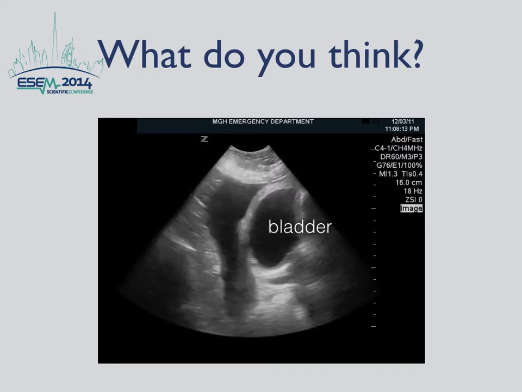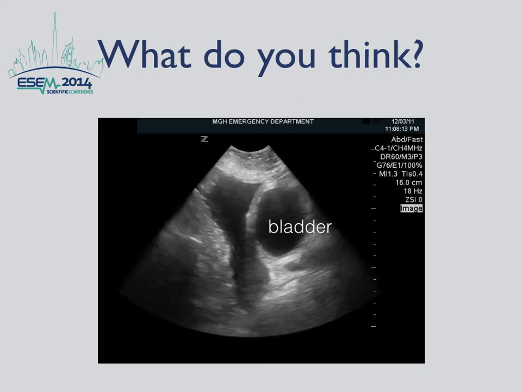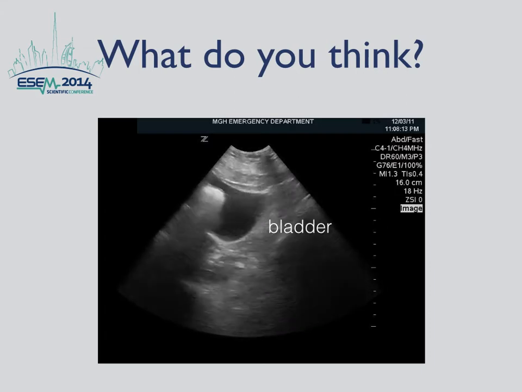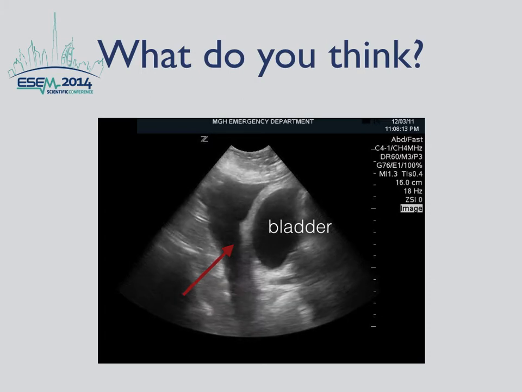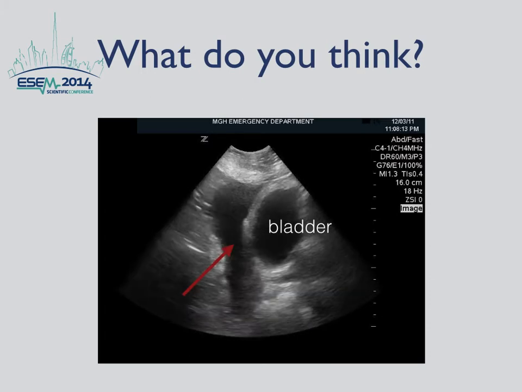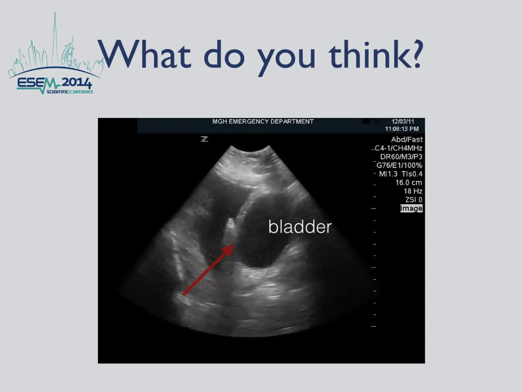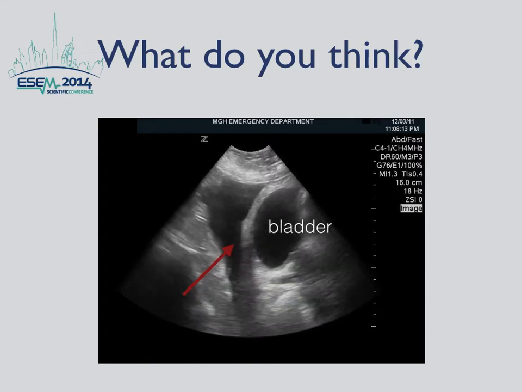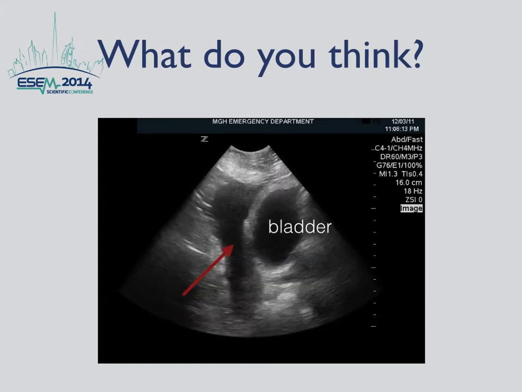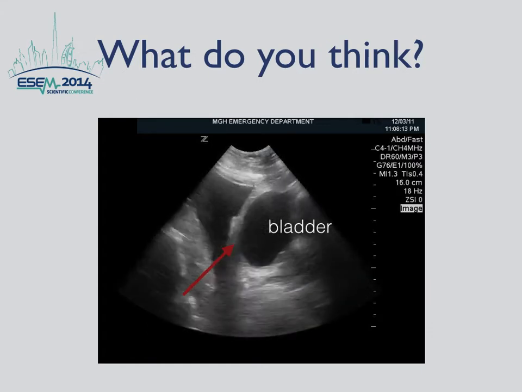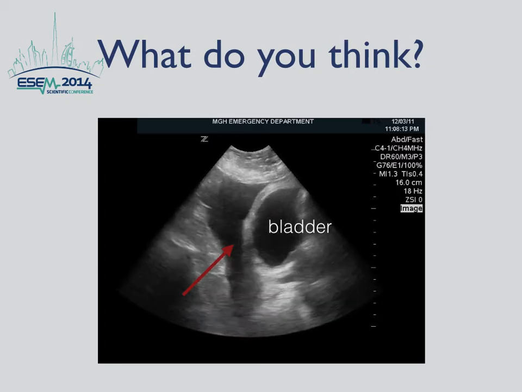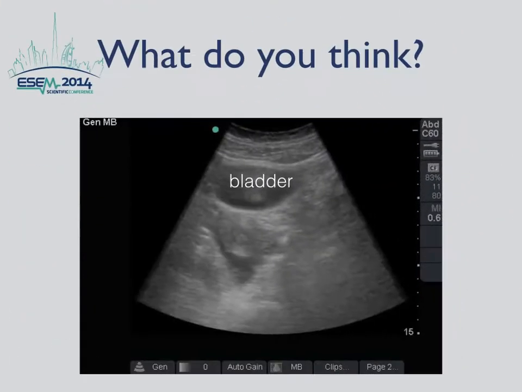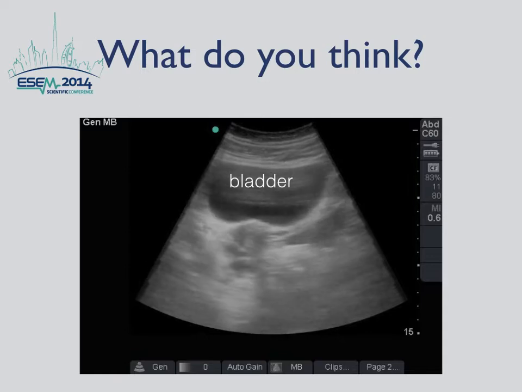So you can see a fluid-filled bladder, and posteriorly there is a large amount of free fluid. And this is a longitudinal view. So this is a positive pelvic view. Let's see another example.